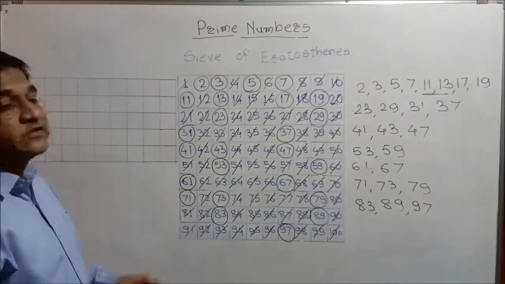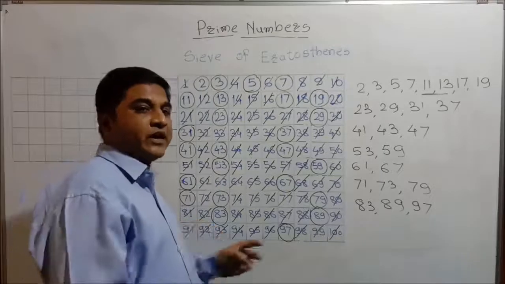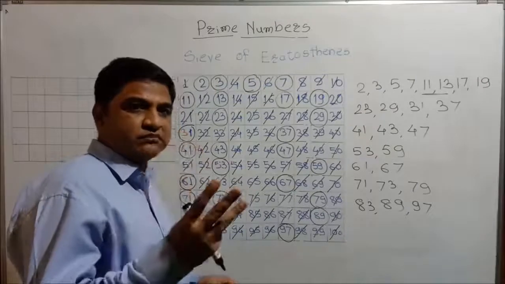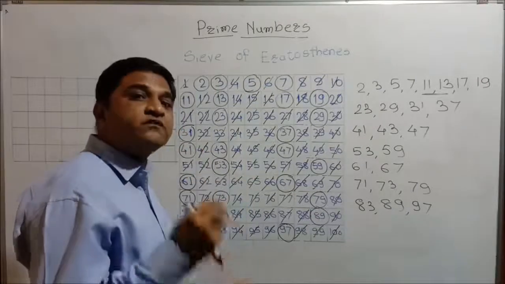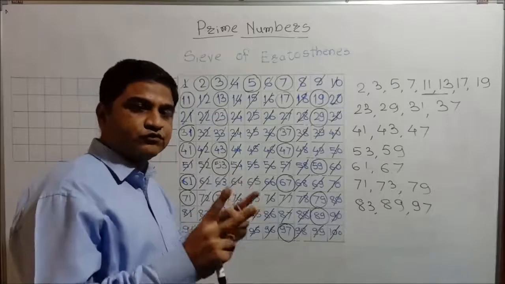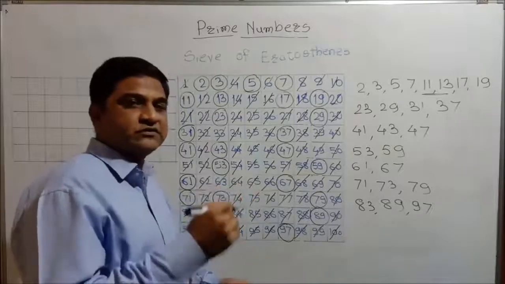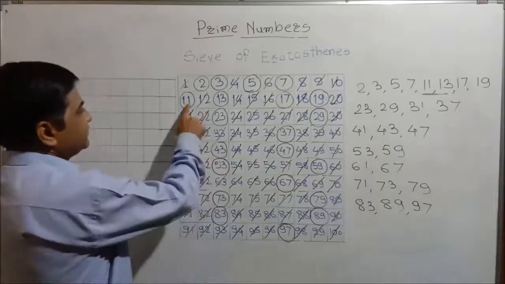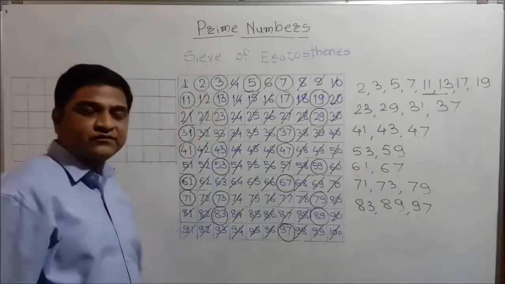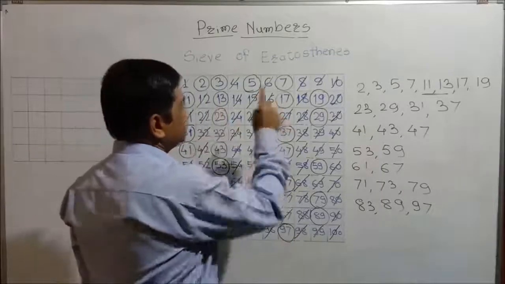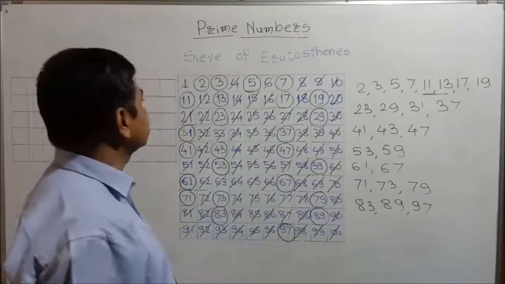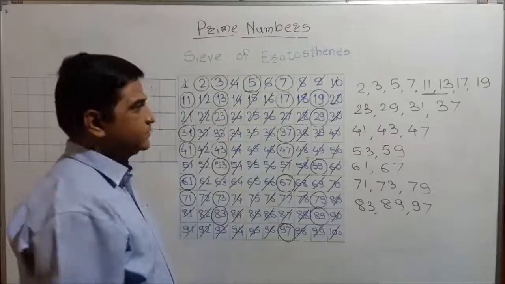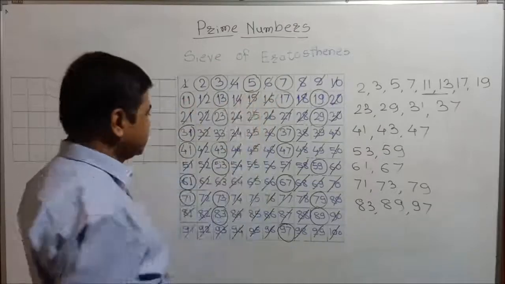Now we will see one more concept, which is known as a prime triplet. What is meant by a prime triplet? In a prime triplet, there are 3 prime numbers coming one after another. The first 2 prime numbers have a difference of 2, and the next 2, the third and fourth, have a difference of 4. Here is one example: 11 and 13 have a difference of 2, and 13 and 17 have a difference of 4. So we can say that 11, 13, 17 is a prime triplet.